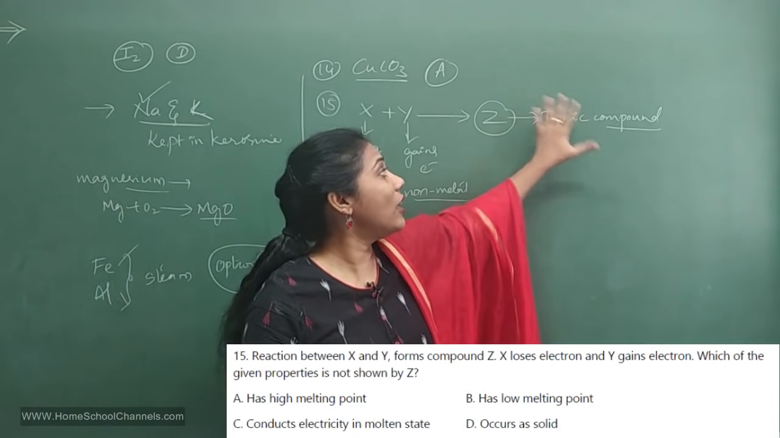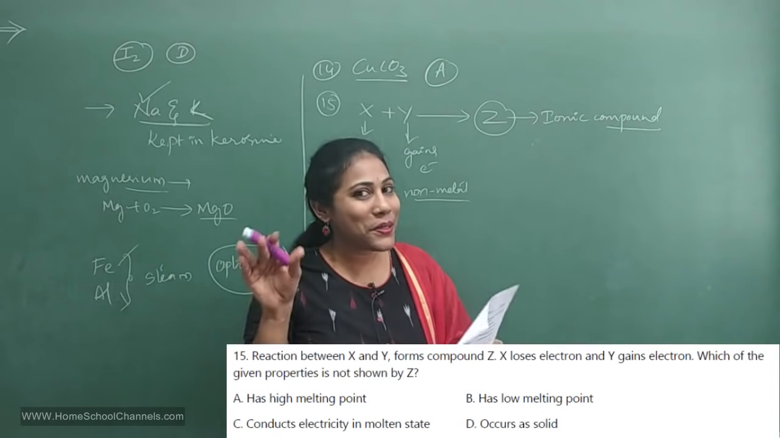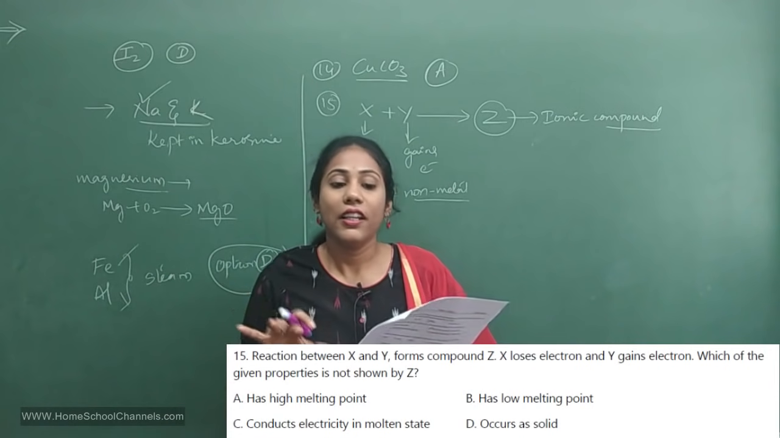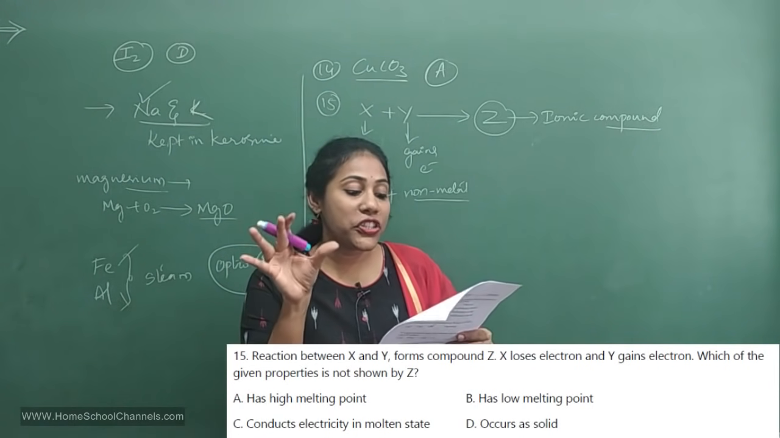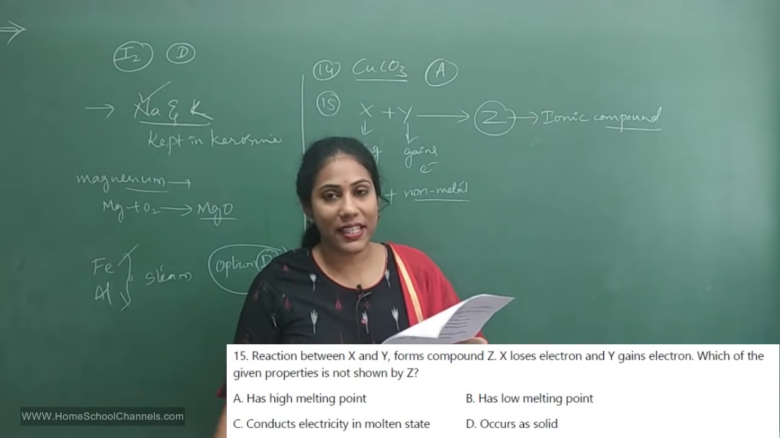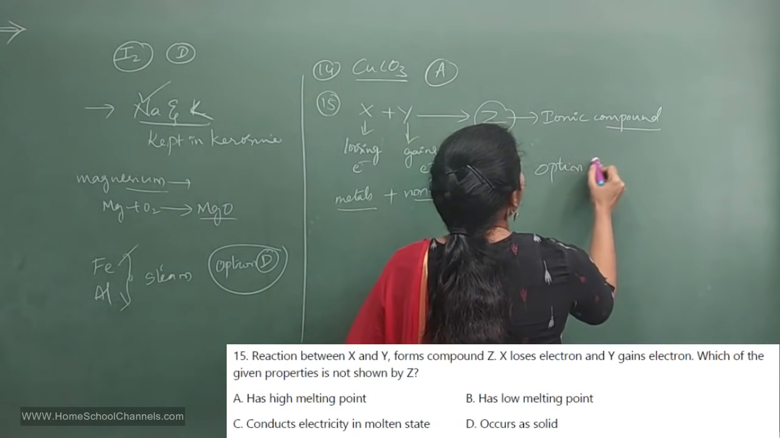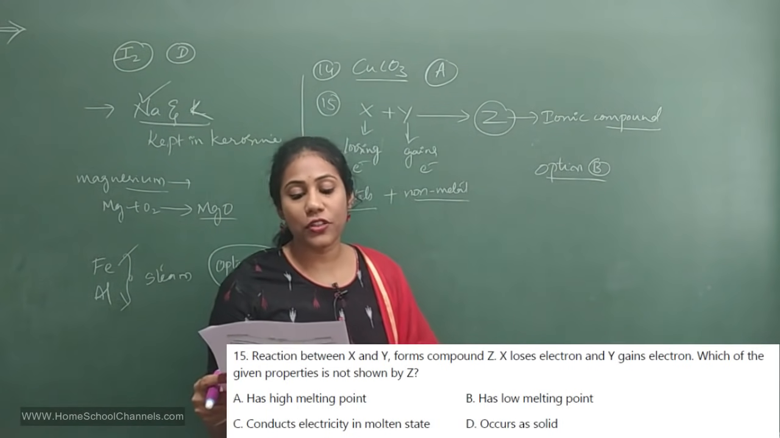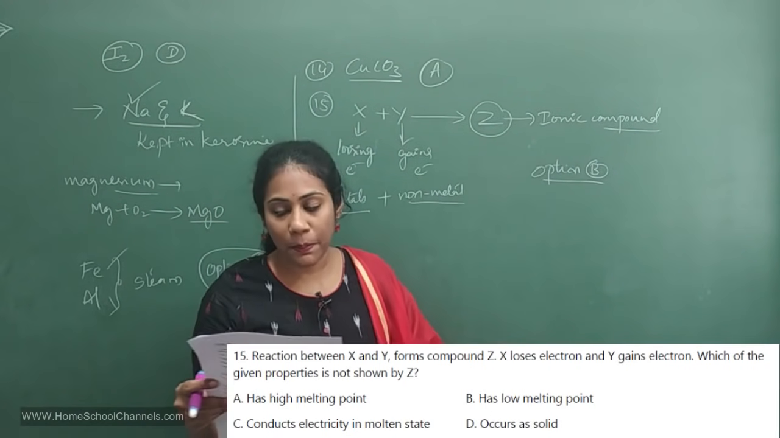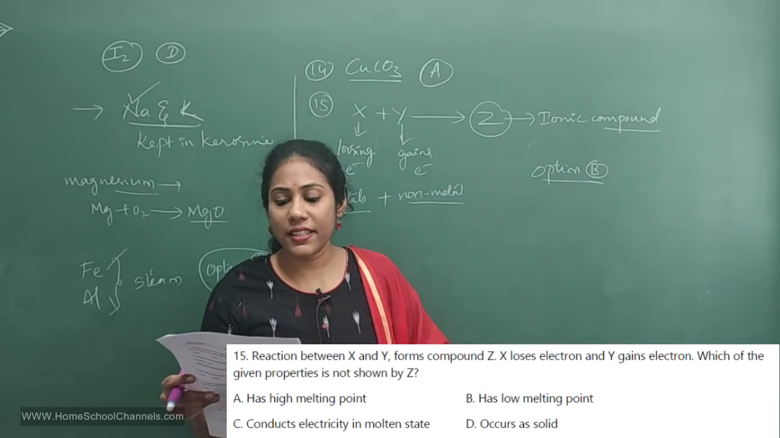No, ionic compounds always have a high melting point. But in option B, they said low melting point. So this is not a property. They asked which is not a property of Z. So option B, which they indicated as low melting point, is not a property of Z. Yes or no? So what is the answer here? Option B is the answer. Let us read out the next options also. C, conducts electricity in molten state. Yes, an ionic compound's property itself, right? And D, occurs as a solid. Yes, ionic compounds can occur as a solid.